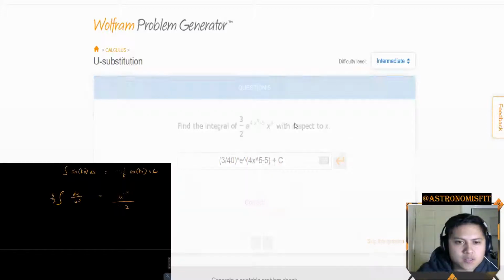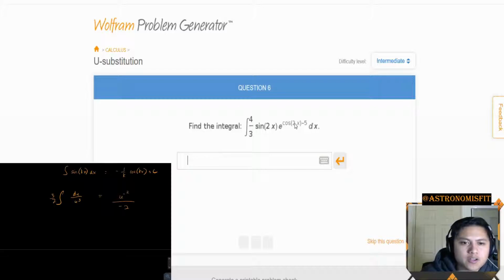Awesome. So we're going to do one more on the intermediate before we step it up to the advanced. So bring the 4/3 outside, sine 2x, e to the (cosine 2x minus 5). So we'll have cosine 2x minus 5 be our u. du is going to be a minus 2 sine 2x dx.